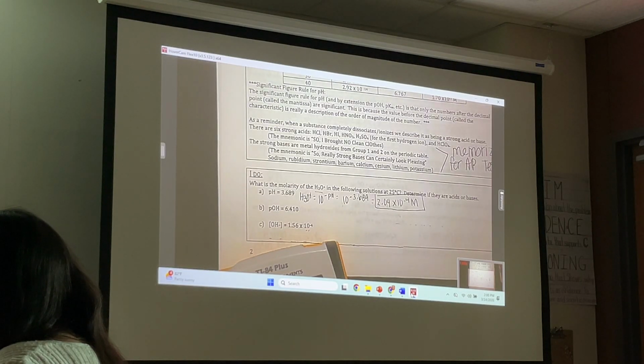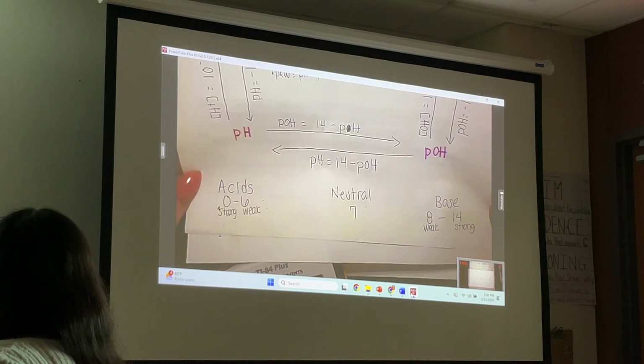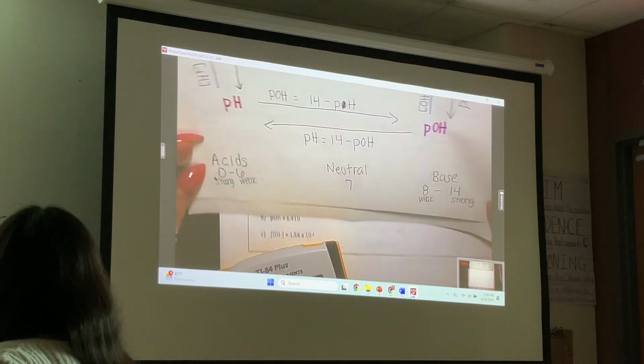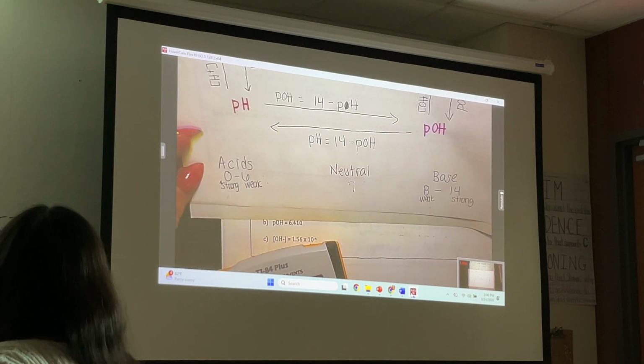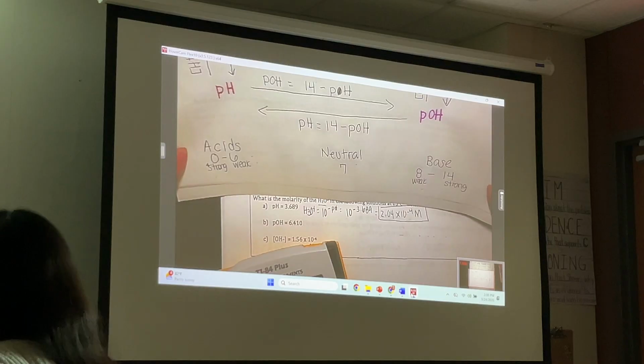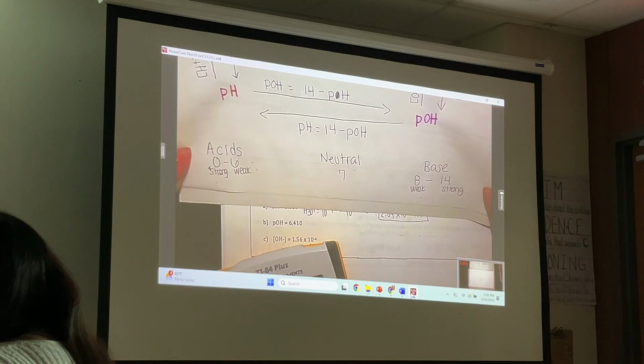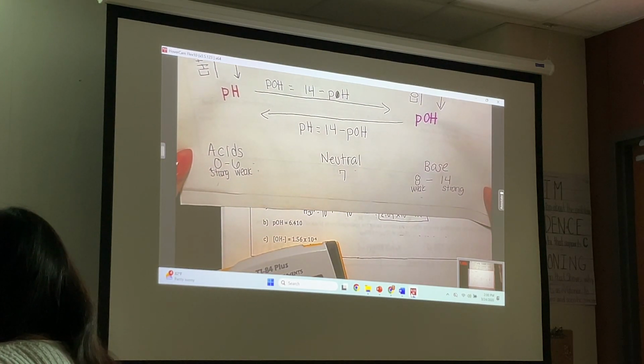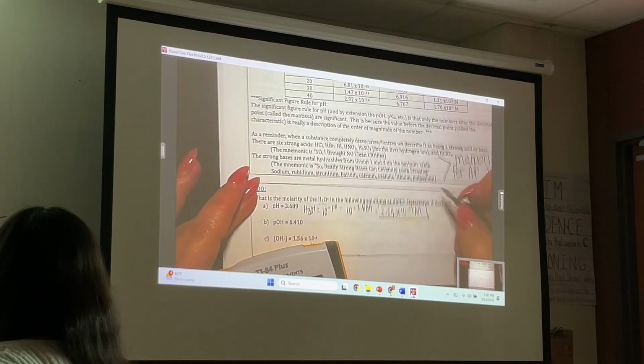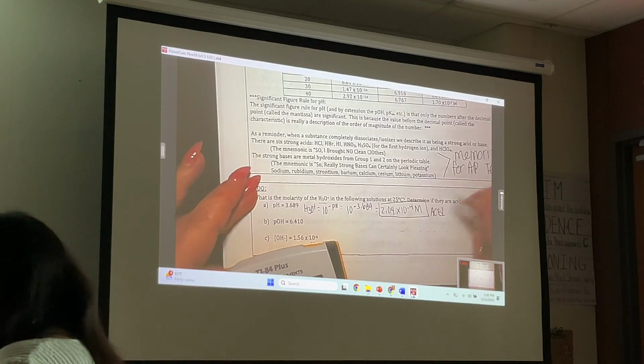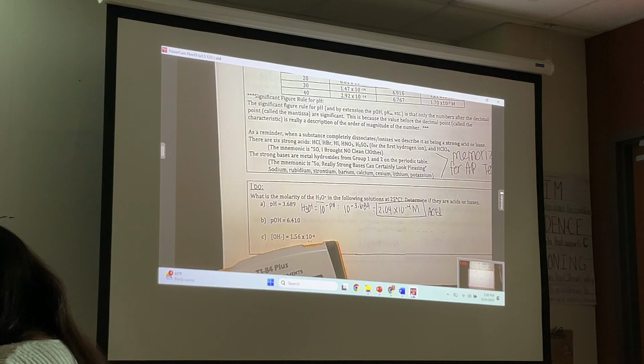All right, so looking over here at the scale that we have, would this be an acid or a base? We have 3.689. Is that acid or base? Acid. Easy.